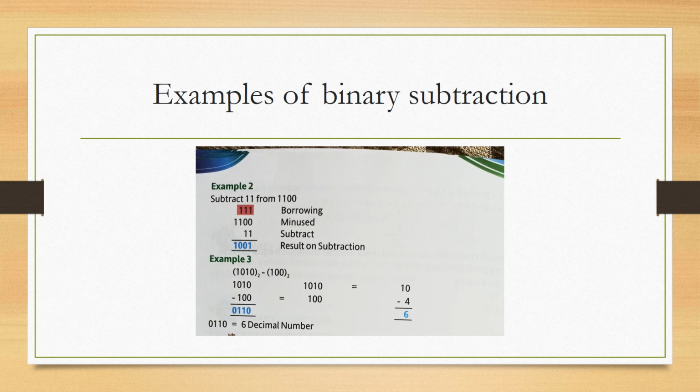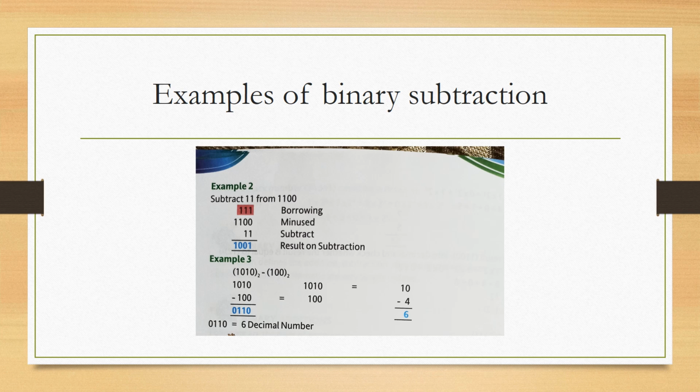Another example is we subtract 100 from 1010. So we write 1010 at the top and 100 in the second position. So let us start from the right side as we do in decimal numbers. 0 minus 0 is 0. 1 minus 0 is 1.